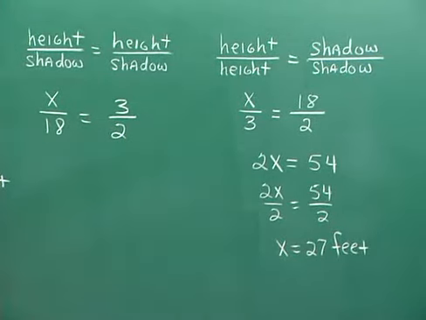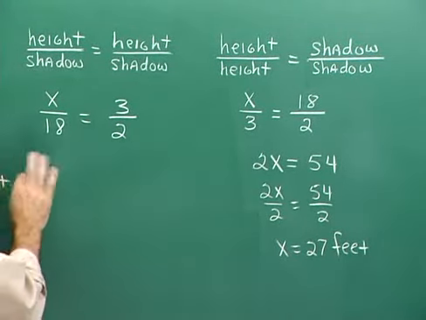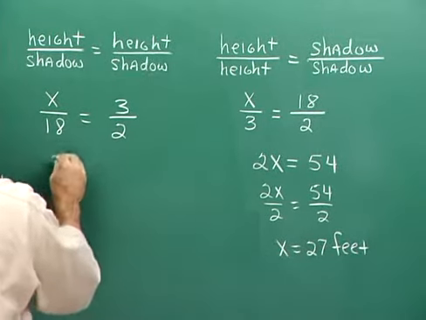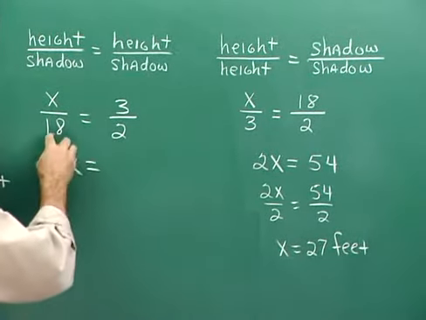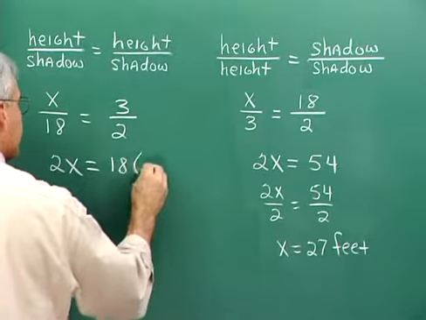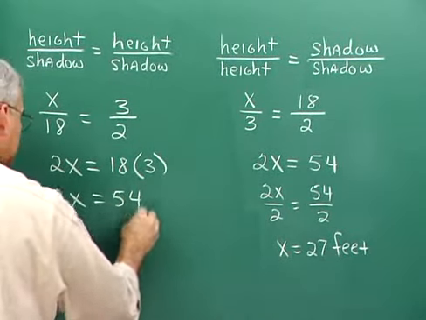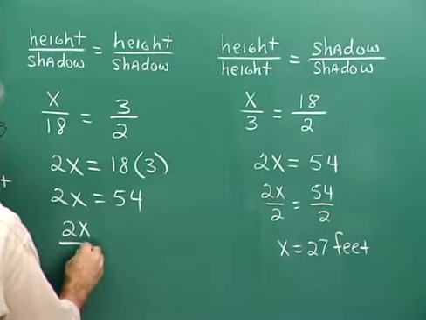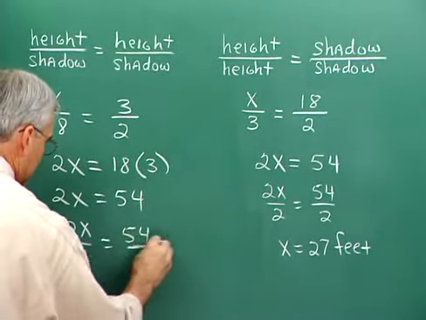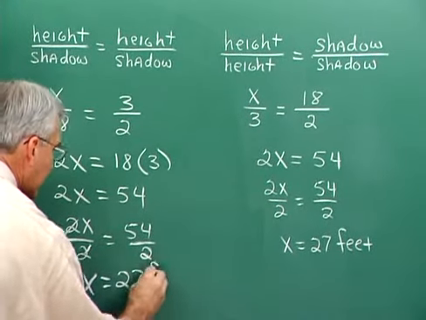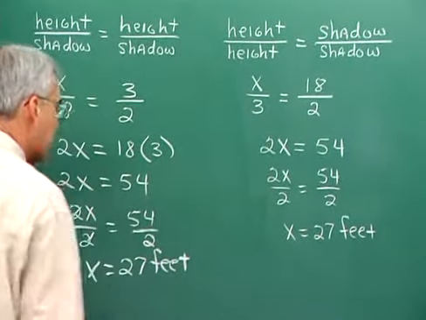And now we just solve this. And the solution is found by cross multiplying. That's the fast track way. X times 2 is 2X. And on the right, we have 18 times 3. Well, 3 times 18 is 54. And dividing on both sides by 2, we find X to be 27. And that's 27 feet then for the height of the tree.